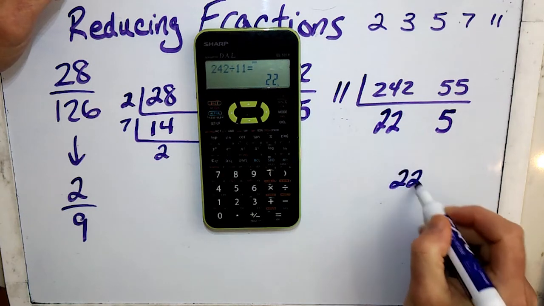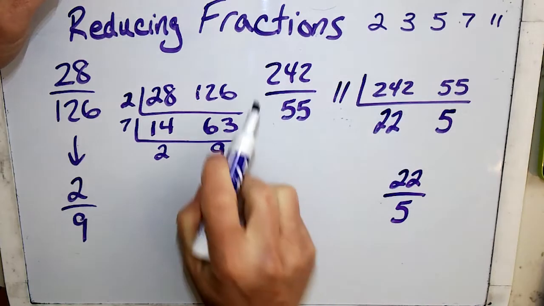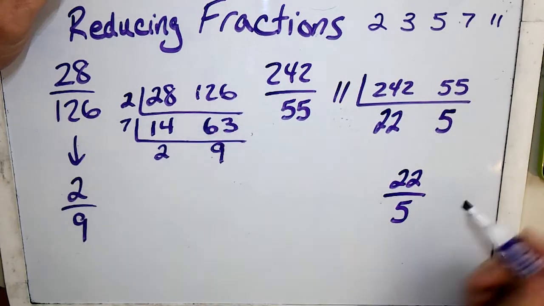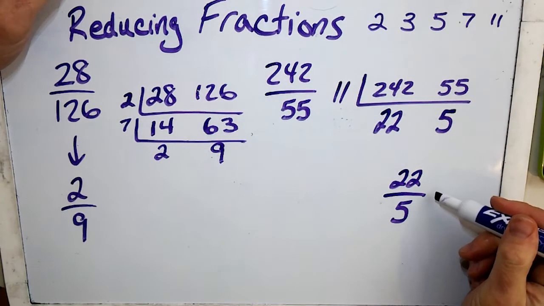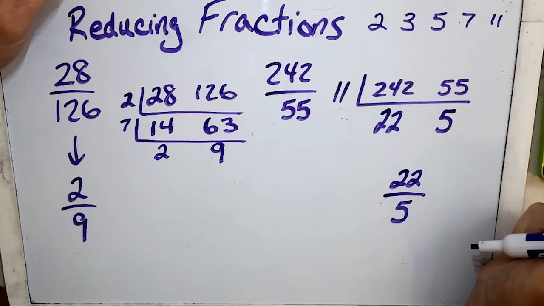My new fraction, 22 over 5. And just to double check, my original one had the bigger number on top. This one has the bigger number on top. It's always this one over that one if you followed that pattern.